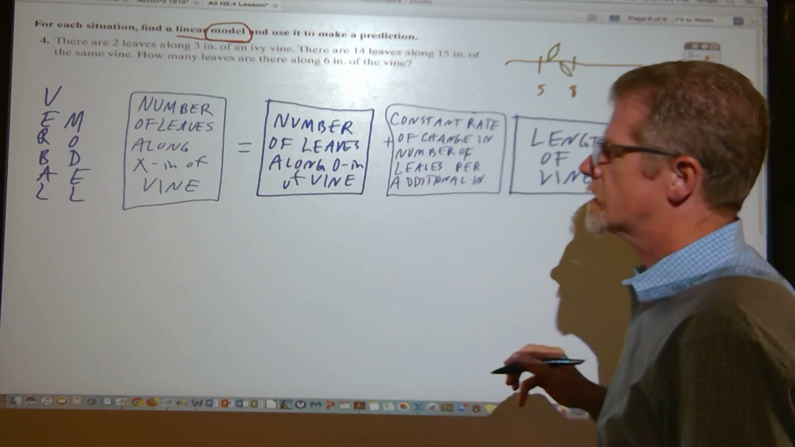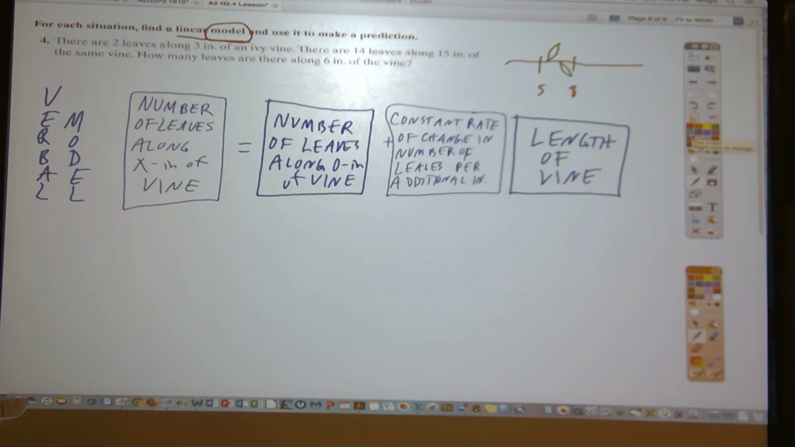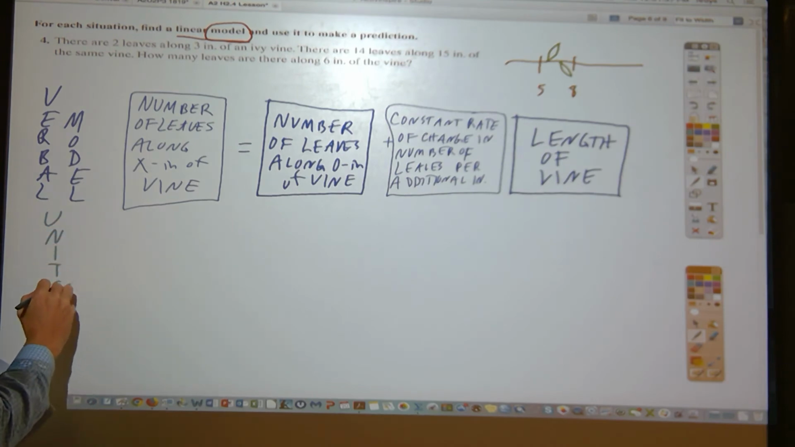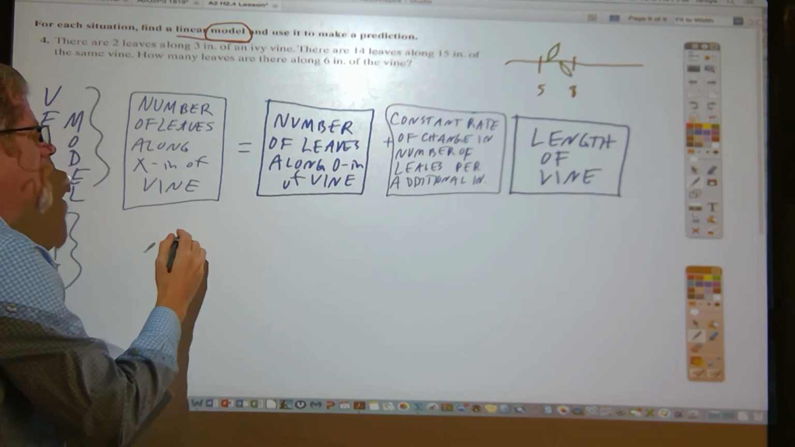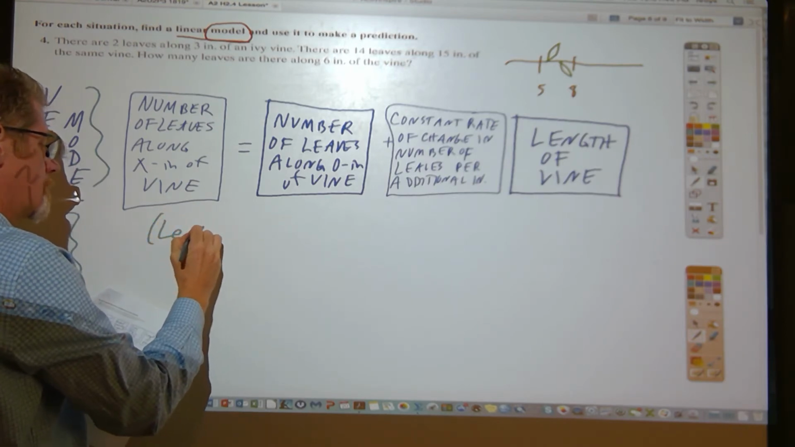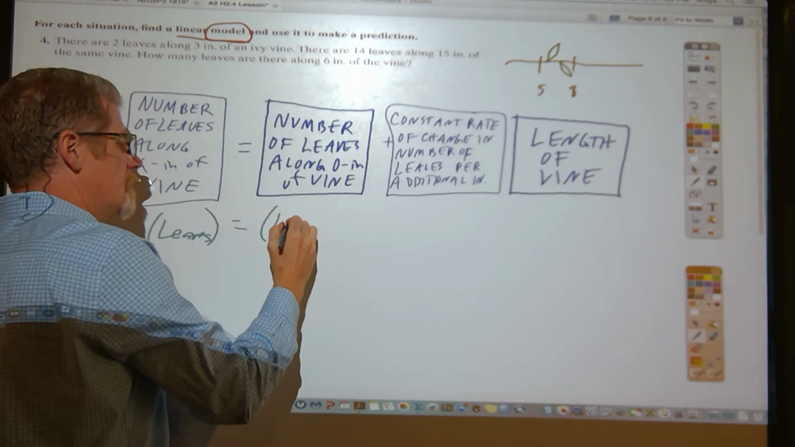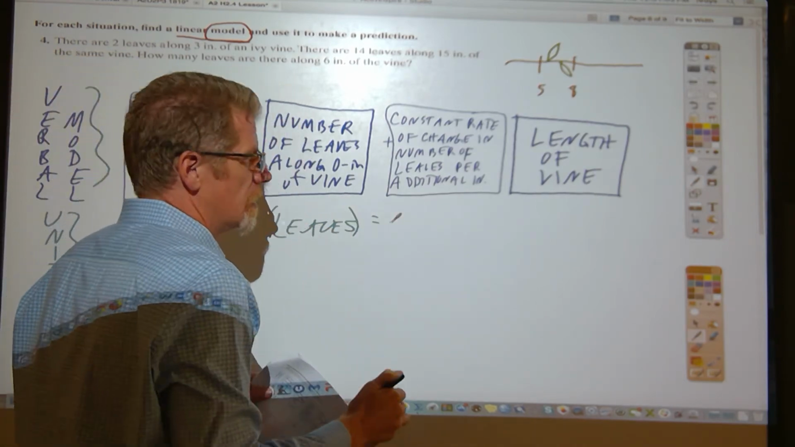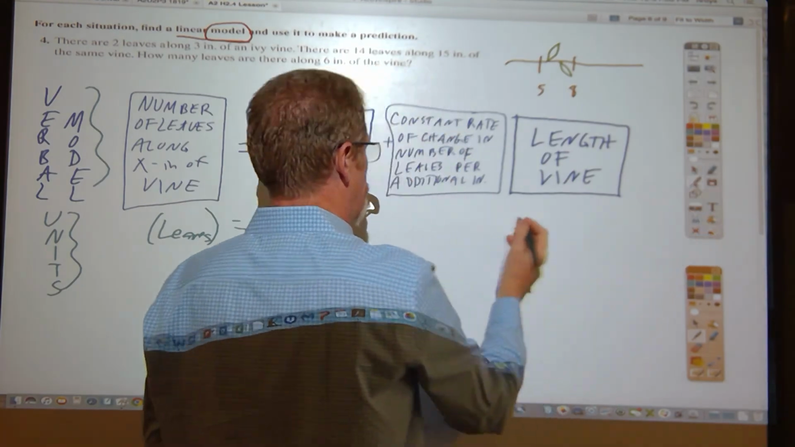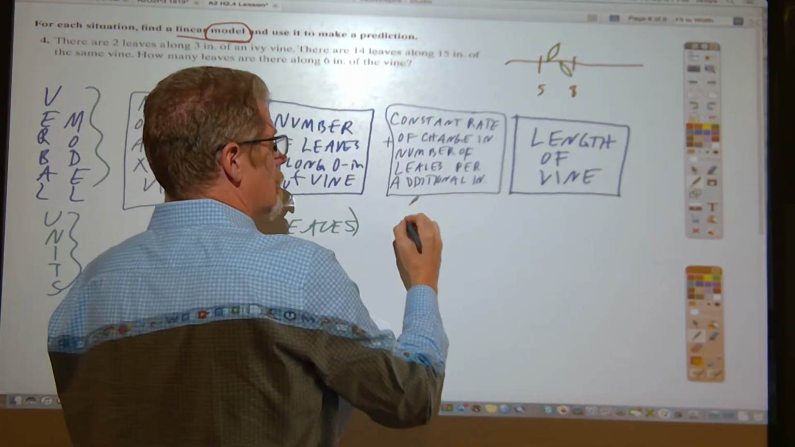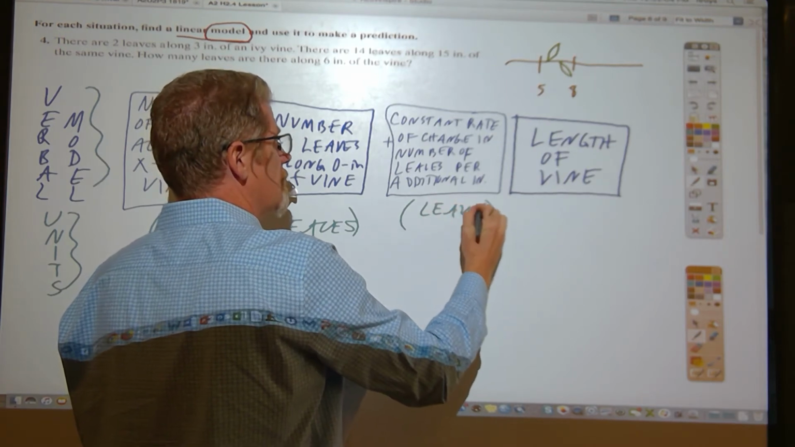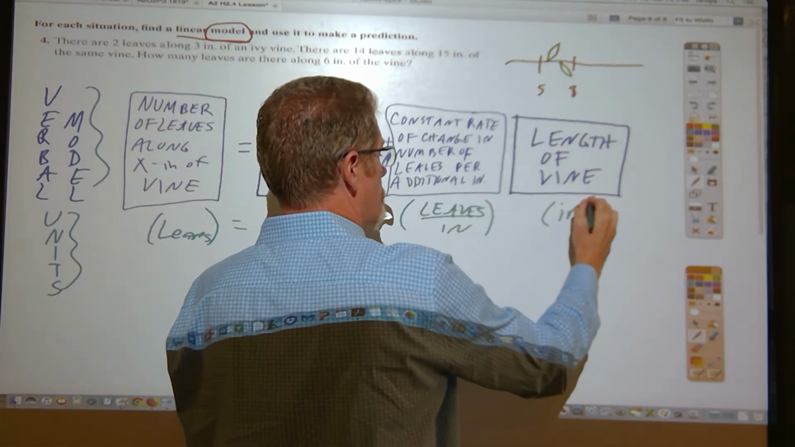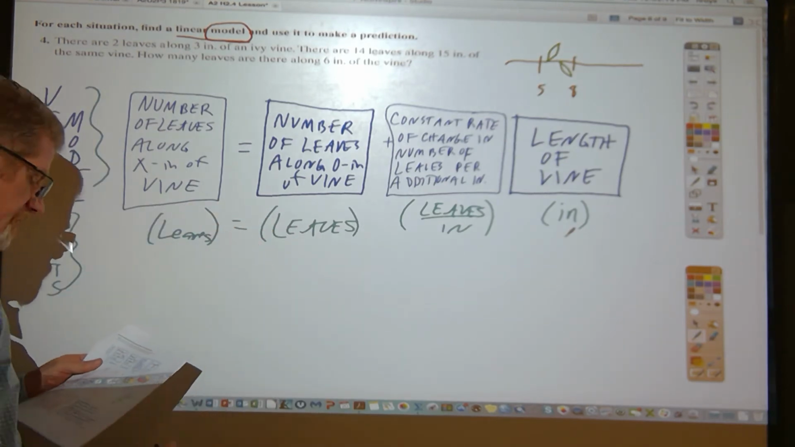Let's go through and do our unit analysis. Number of leaves. They haven't given us letters for this, but we'll do units in light blue. The number of leaves will be measured in leaves, L-E-A-V-E-S. Constant rate of change, that's going to be, it should be plus here, so this will be leaves per inch. How many leaves per inch? And then the length of the vine will be in inches. So inches cancel, we have leaves equals leaves plus leaves, that makes sense.